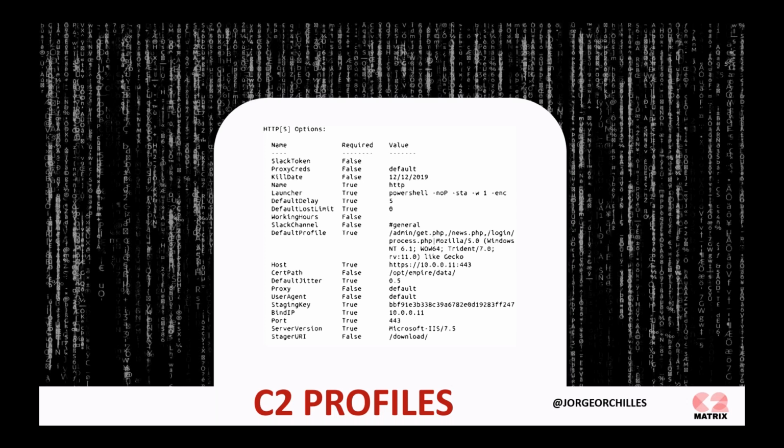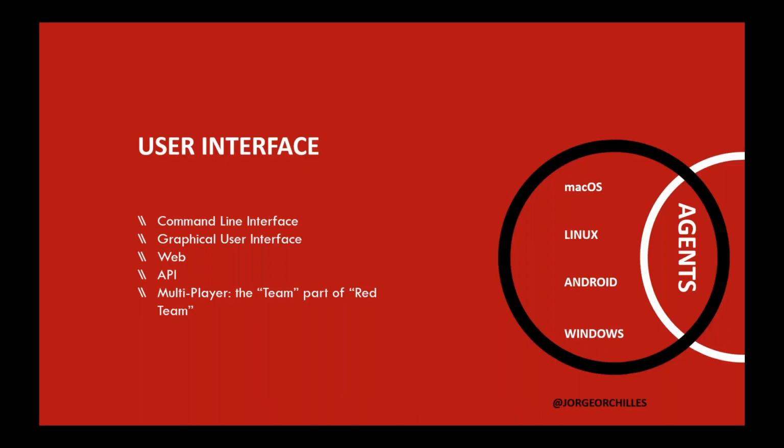In this case, you see /admin/get.php, /news.php, /login, /process.php. That is what anyone seeing this over clear text, or if they're decrypting HTTPS, will be seeing in the requests going out. And then you have a staging key. The staging keys are important for operational security, so that even if you use a clear text channel like FTP or ICMP or DNS, you have a cryptographically secure connection between your agent and your server. So all of these should be modifiable in the C2 frameworks that you're looking into.